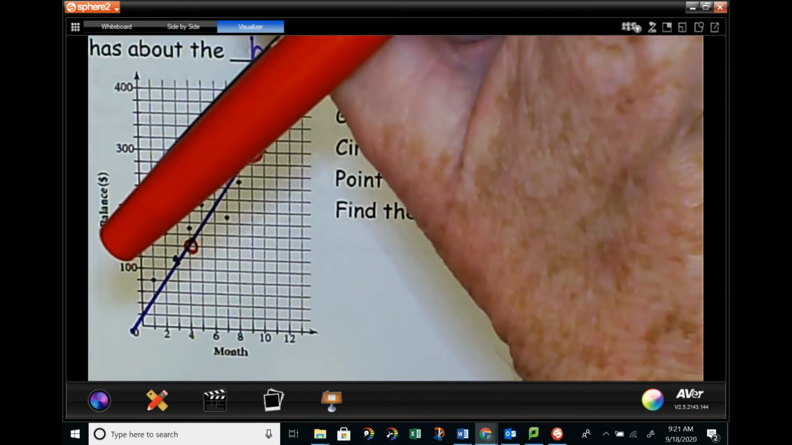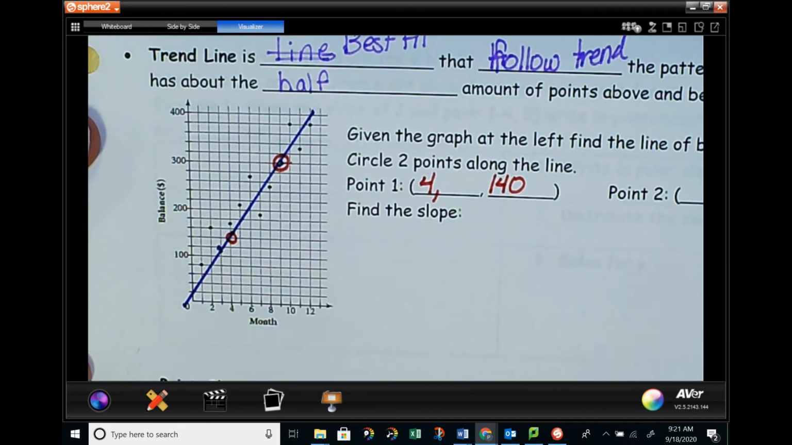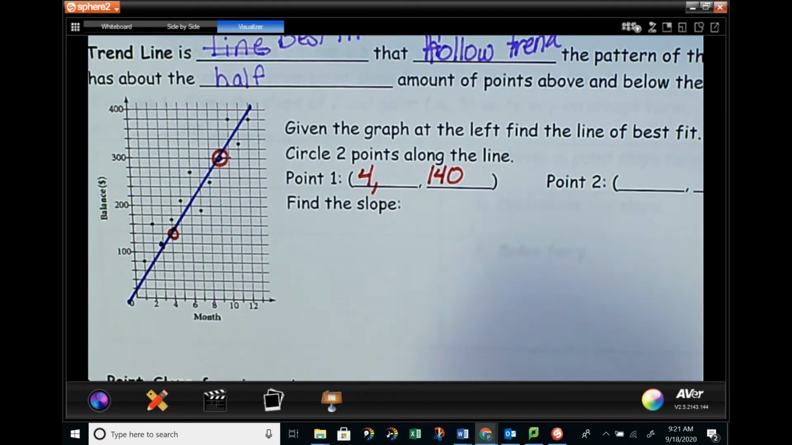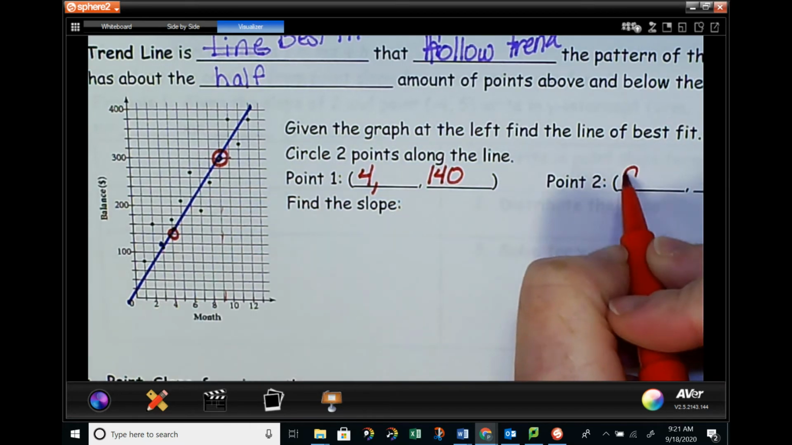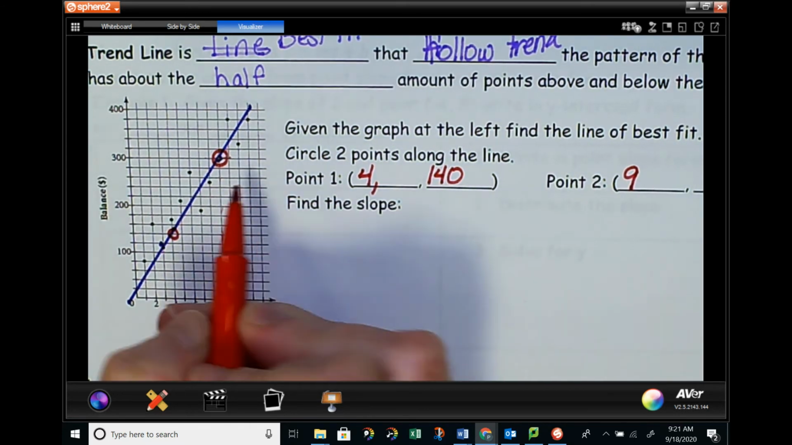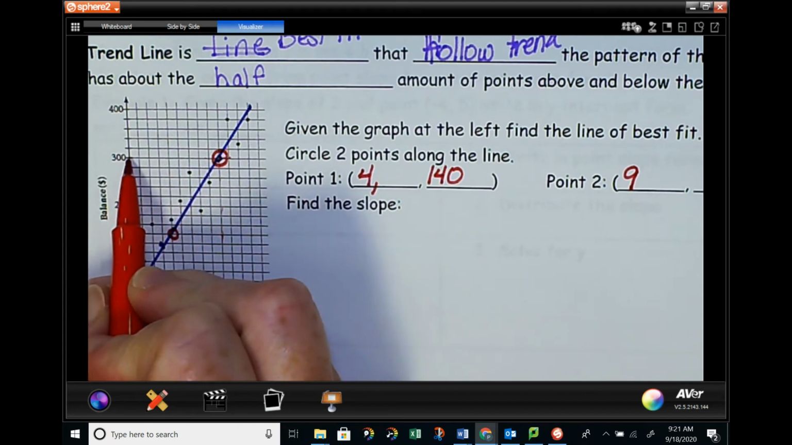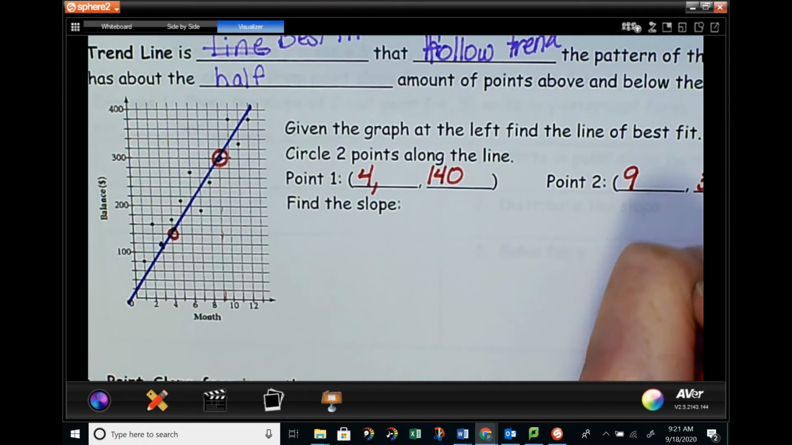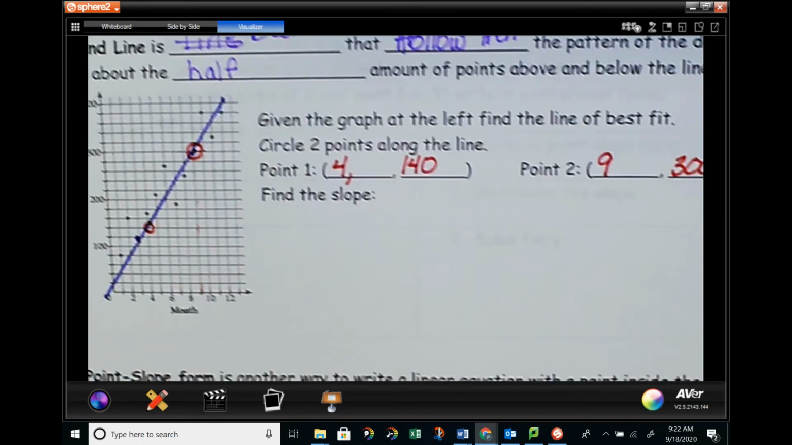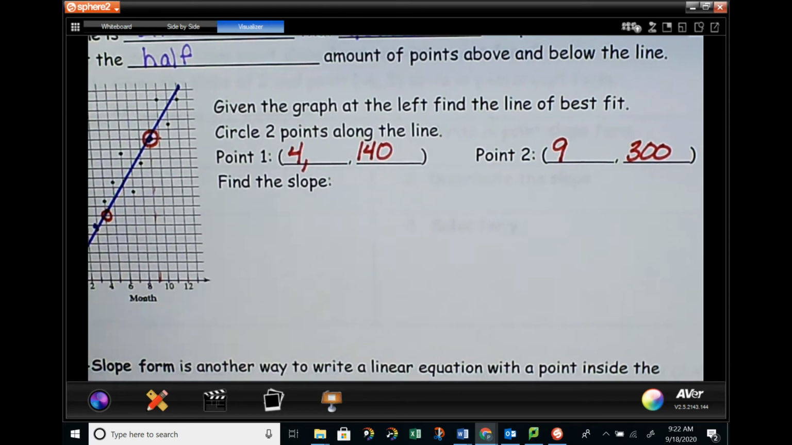I'm going to make this a little smaller so you can see both points. Now I go through here and go down. This is going to be at month 9, and this is going to be at 300. What happens with your trend line is that you might have a little different thing than somebody else when you make your trend line.